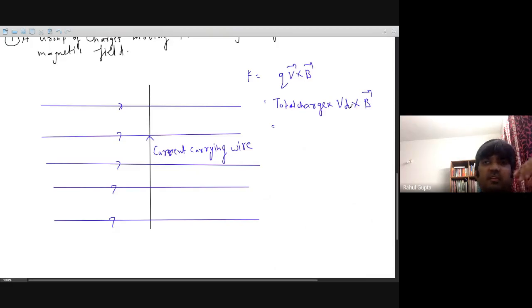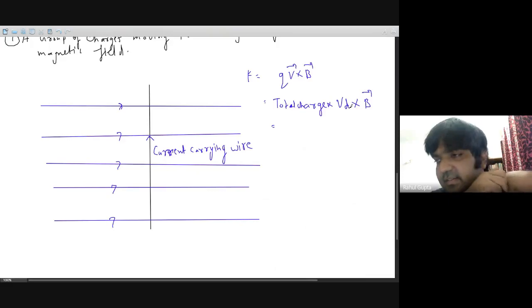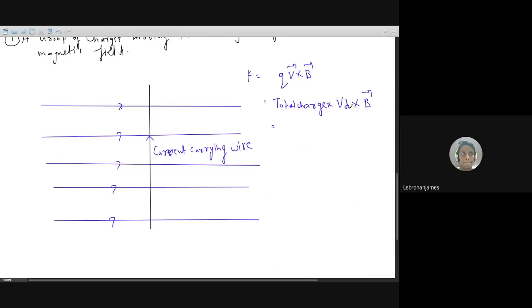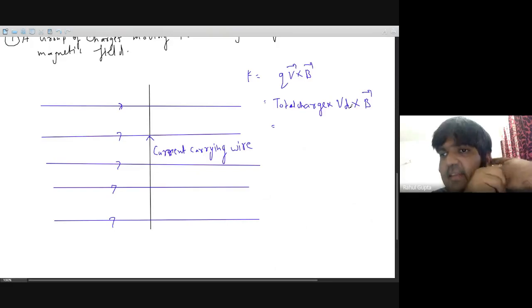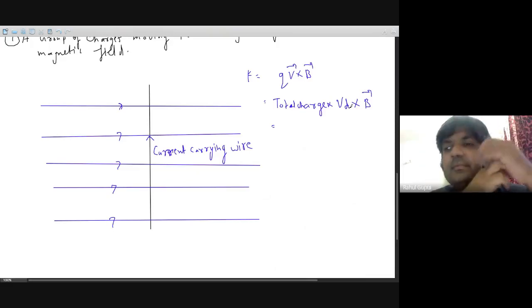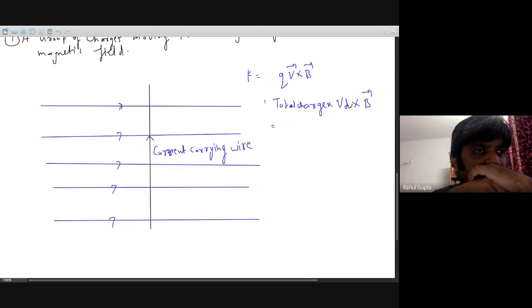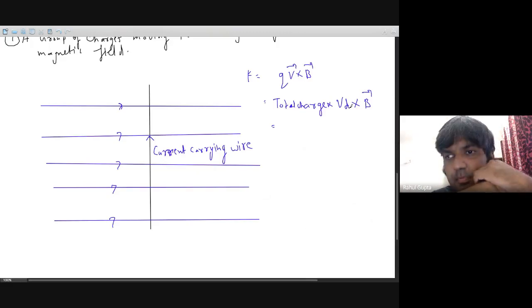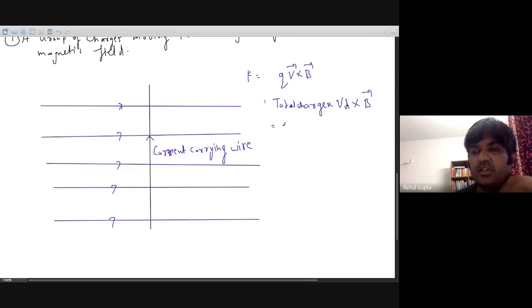Can I say this or not? Because what is drift velocity? Drift velocity is like the net average velocity of all the charges, right? Yes, it is like uniform. But can I say that the force experienced by this current carrying conductor will be this? Yes or no? Yes, sir. Sure. Now, total charge is equal to how much? I will write an expression and then I will explain what its meaning is.